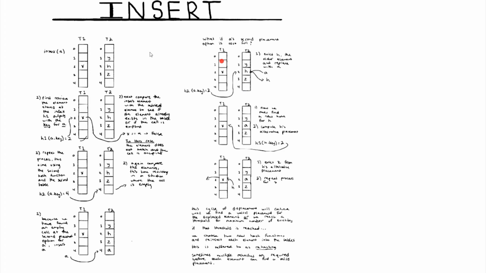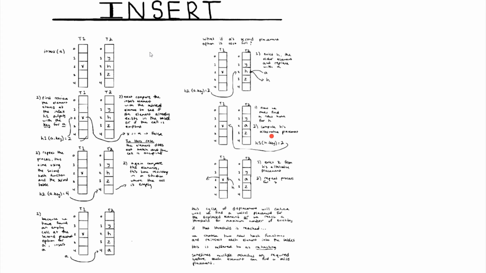It is possible, however, that both of the placement options for A will be occupied. You can see what that would look like in this drawing right here. If both of the placement options for A are occupied, we will perform an eviction process. We will push the older element out of its cell, replacing it with the newer one, but then we'll need to find a new placement for the older element.